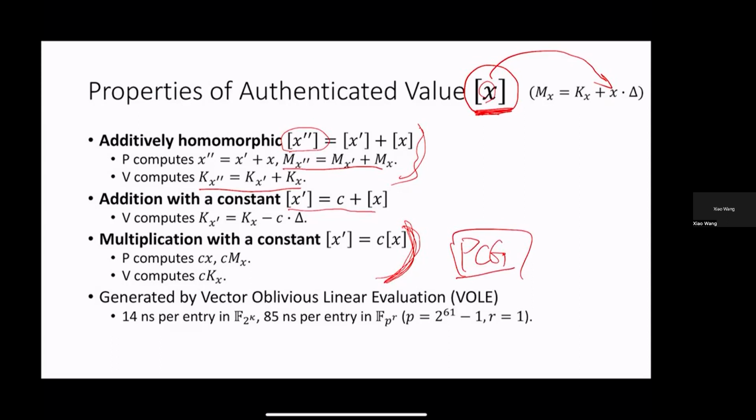One of the results is that it can actually generate this type of correlation, which in the context of PCG is also called vector oblivious linear evaluation, with very small cost. For Boolean, the cost is around 10 nanoseconds, and for a large field, the cost is still below 100 nanoseconds. I think these numbers are probably already a little out of date because we've been improving our system implementation every day. If you run the code now, it's probably much smaller than these two numbers. But anyway, these two are very small.